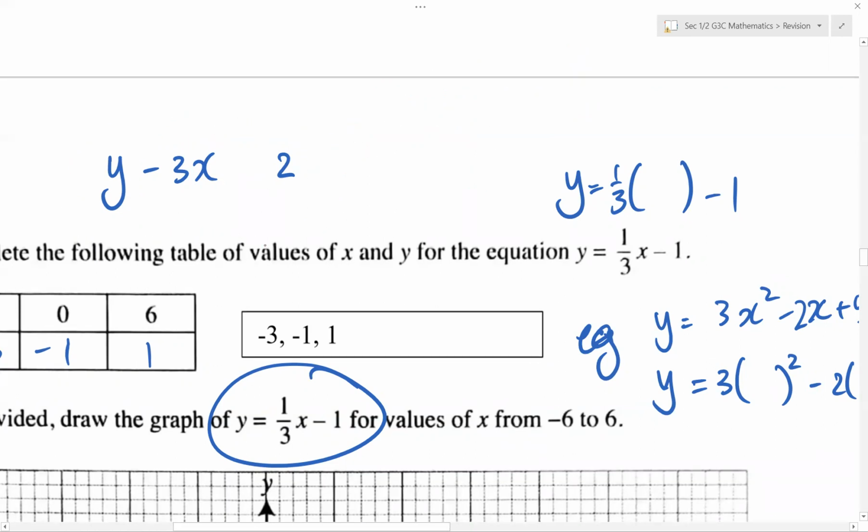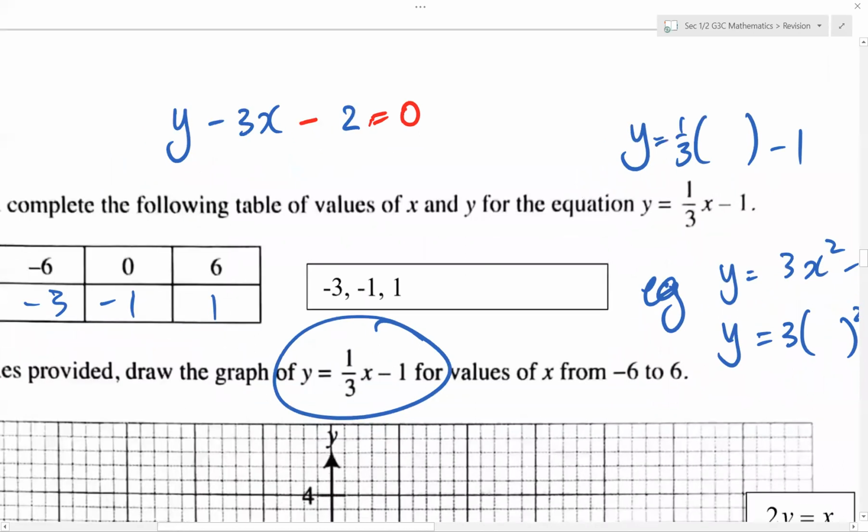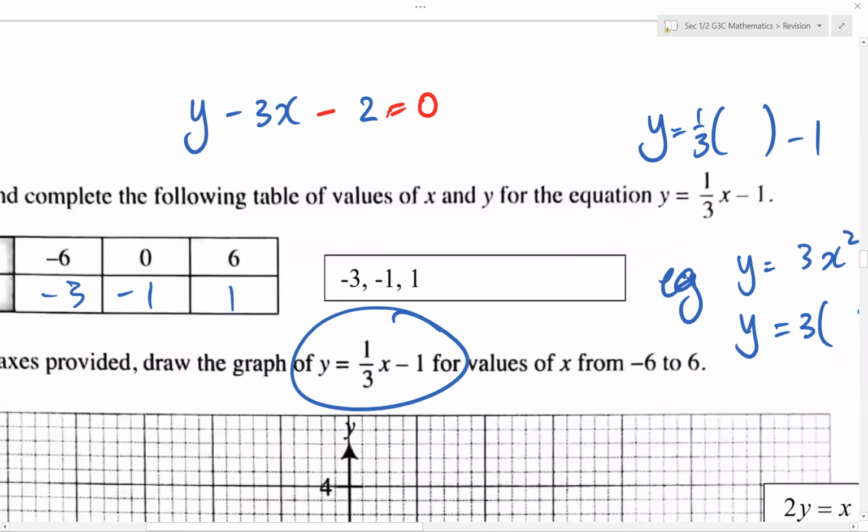So for example, I could put it like this. So you have to identify what is the y-intercept in this case? Is it 2 or negative 2? So you have to change that in your mind. y equals mx plus c. So you need to bring the 2 over, meaning you add 2 on both sides. You end up with positive 2. So y-intercept is 2.